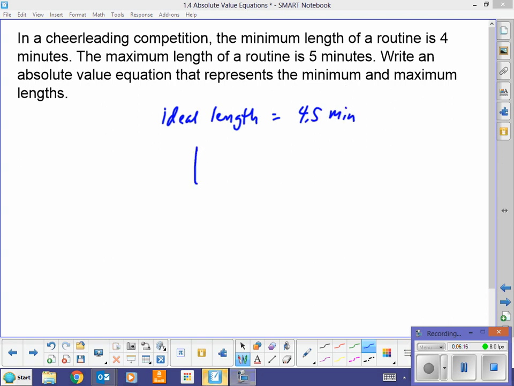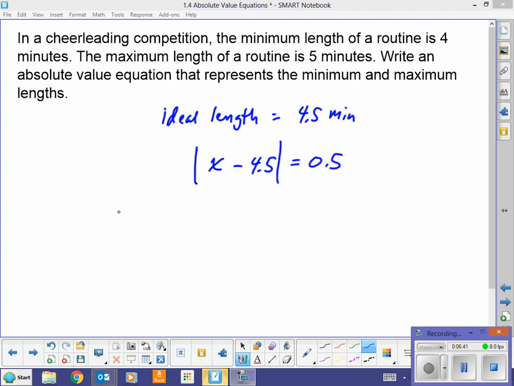So we can write the equation like this: this x, that's going to be either the 4 or the 5 when we're done, minus the ideal length. So this is the actual length. This is the actual length of the routines that we're going to see. And the distance from the halfway point is going to be 0.5.